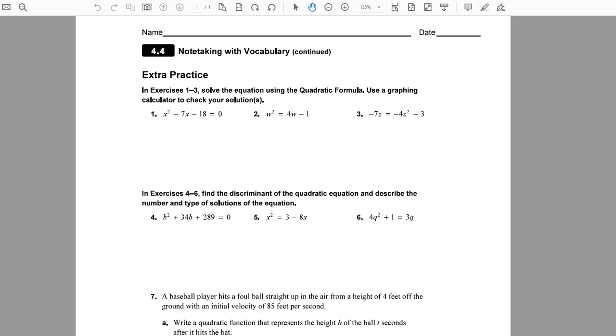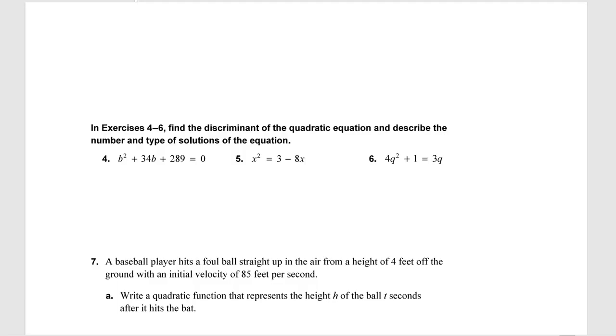Once you have completed the first 3 problems, we're looking at problems 4 through 6 to find the discriminant of the quadratic equation and then describe the number and types of solutions of the equation. So you're going to do just the discriminant portion of this. You're not using the whole quadratic formula, just the discriminant. So now we will use the formula for the discriminant and calculate the discriminant to see how many solutions there are for these problems.